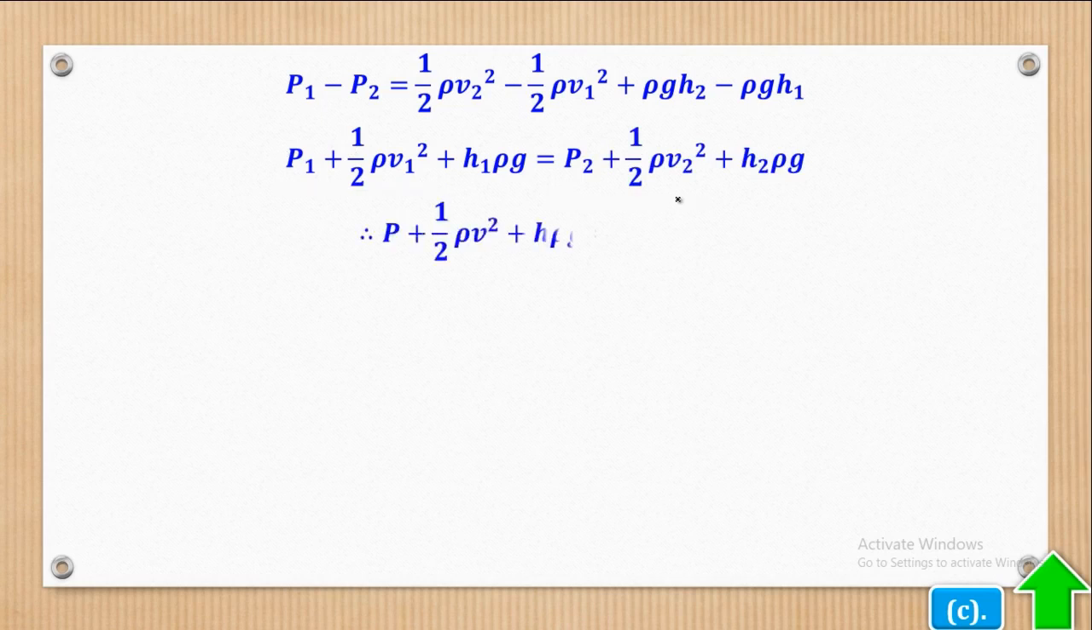So what does that mean? It means that P plus a half rho V squared plus H rho G is constant, and that is Bernoulli's equation. So now we shall go to part C, Roman 2.